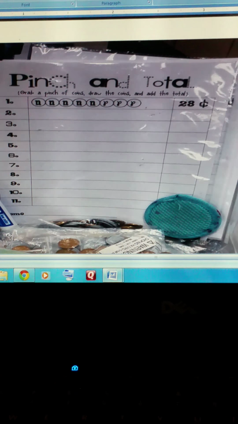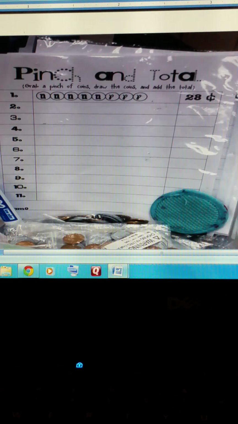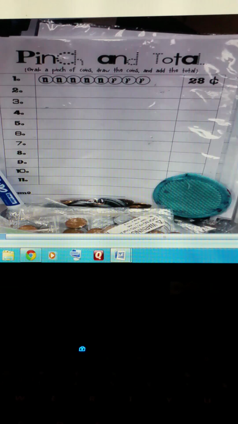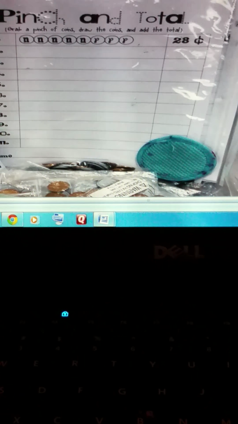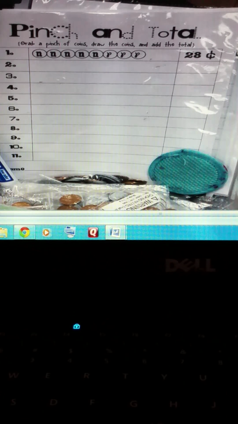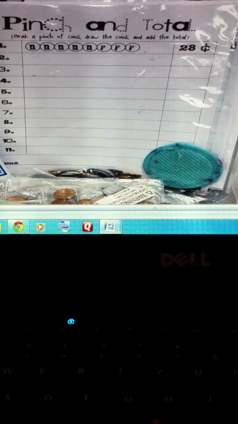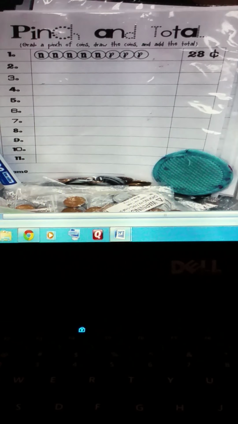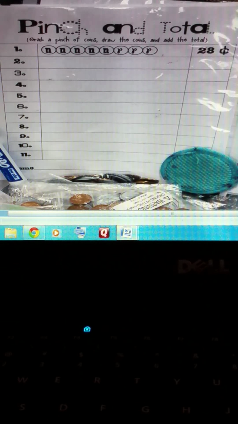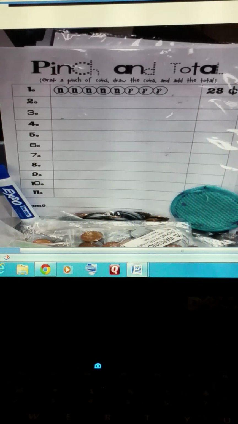Here is a game that I would also use in my station. This game is called Pinch and Total. Here we have Expo markers, a plastic tub, and makeup sponges as erasers. These are very great because they can easily be thrown in the wash and dried, and you can use them over and over again. The tub comes from the dollar store, and so does the makeup sponge. So this is very simple and very easy to make.